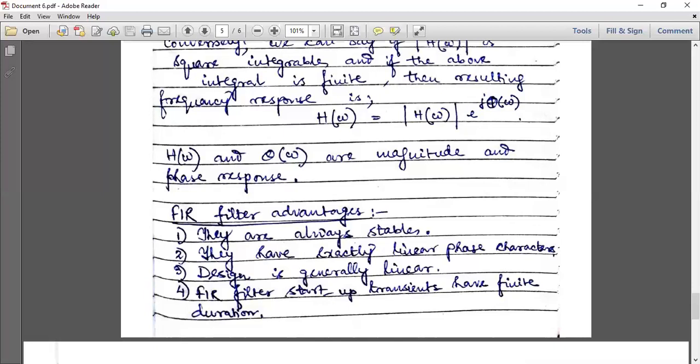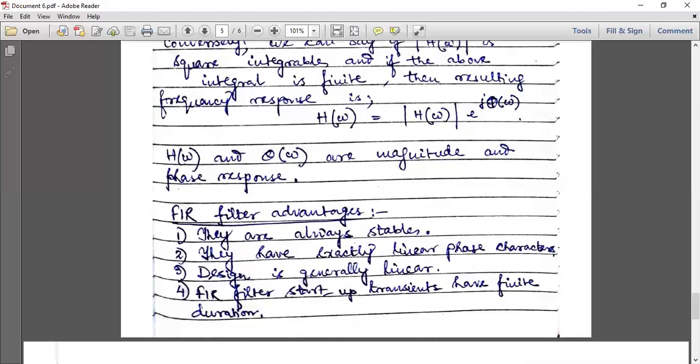So now let us know some advantages that I've already written in the note. You can follow. FIR filters are always stable. They have exactly linear phase characteristics. Design is generally linear. FIR filter startup transients have finite duration. I've written only 4, there are many more. You can listen. FIR filters can be realized efficiently in hardware. FIR filters are free from limit cycle oscillations when implemented on a finite word length digital system.